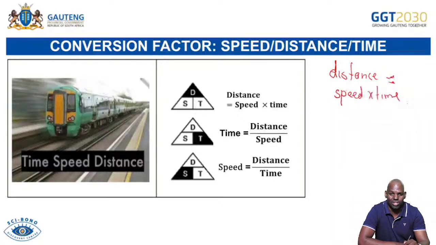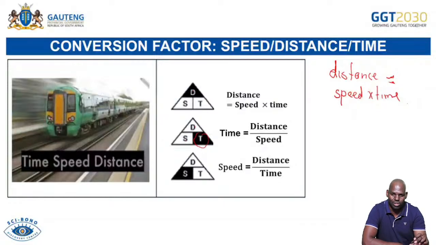That is why we've got this triangle. This triangle means if you have to calculate the distance, the speed and time must be multiplied. If you have to calculate time, then it must be distance over speed. That means you take distance and divide it by speed. If you have to calculate speed, the d must be on top and the t at the bottom. You take the distance and divide it by time. So please check that.